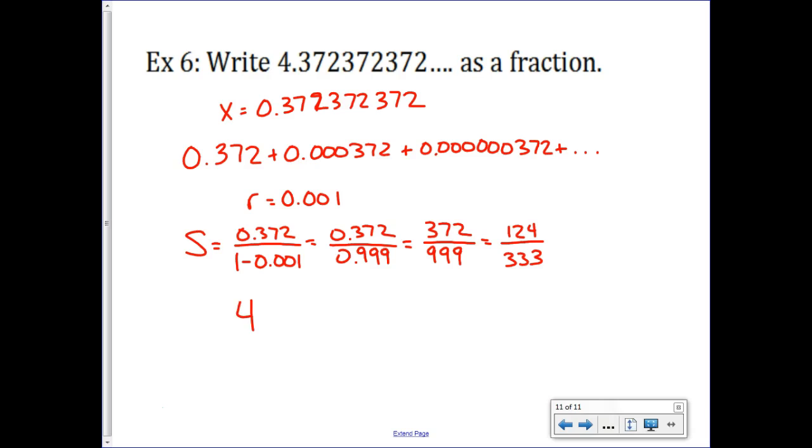Then we need to bring this 4 back. So 4 plus 124 over 333 is 4 and 124 over 333. Remember, 333 times 4 plus 124, that's 1456 over 333.